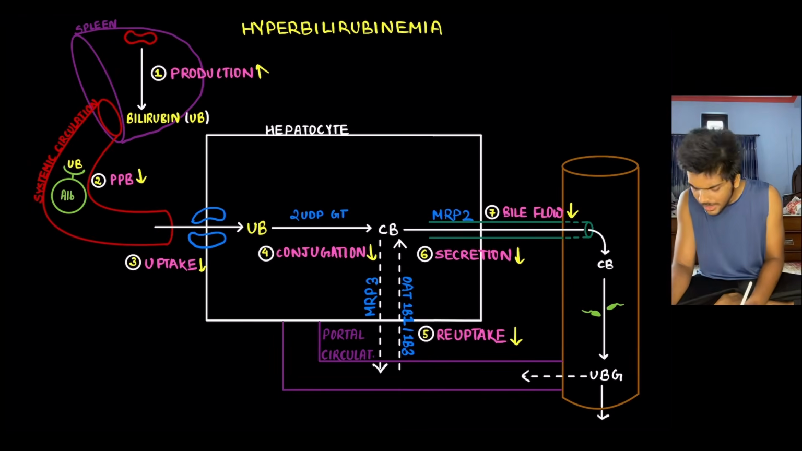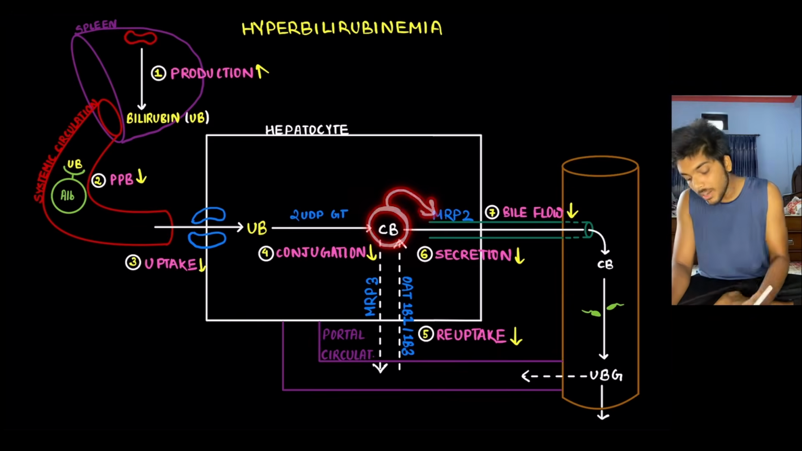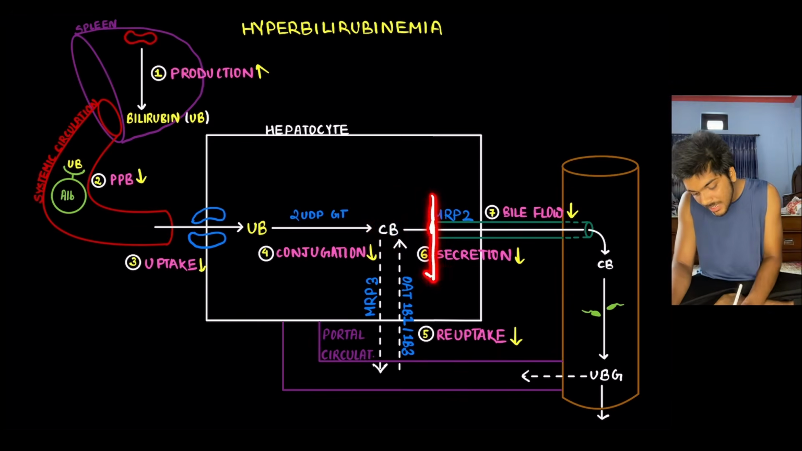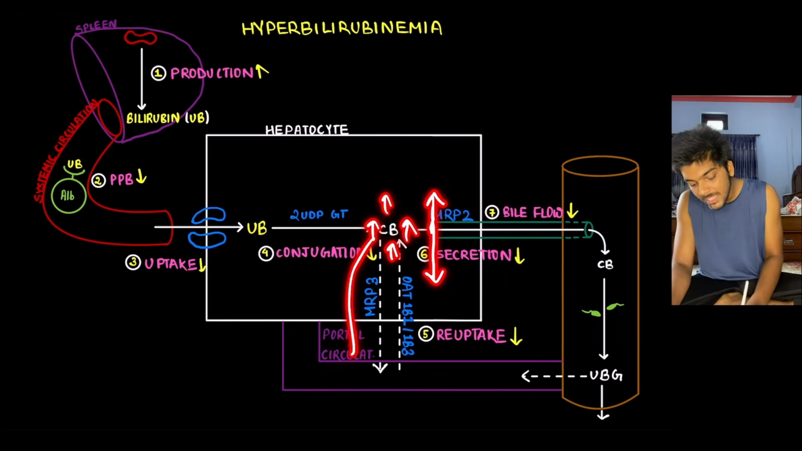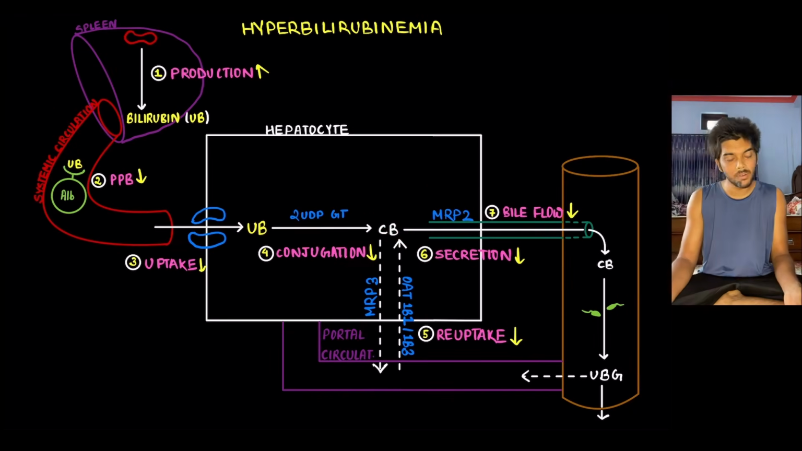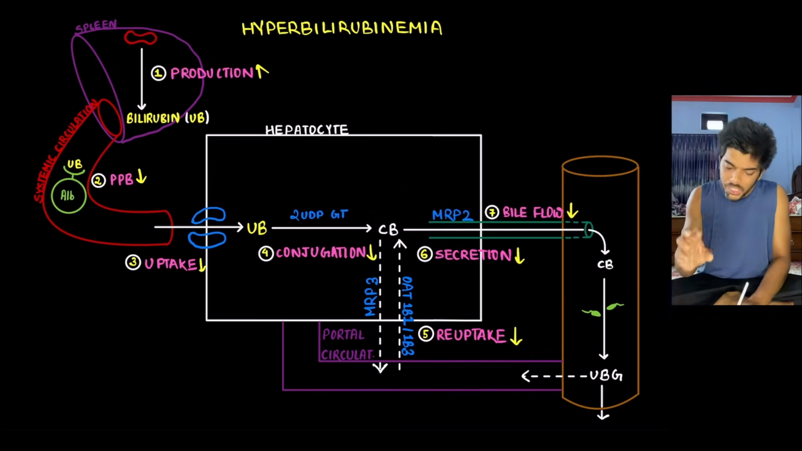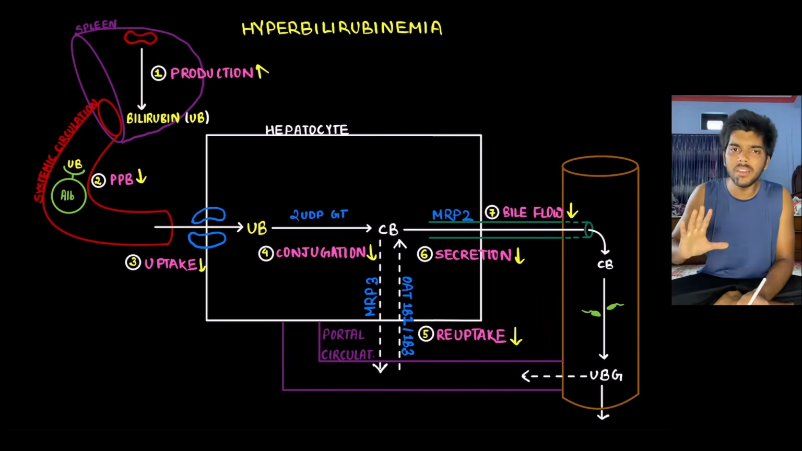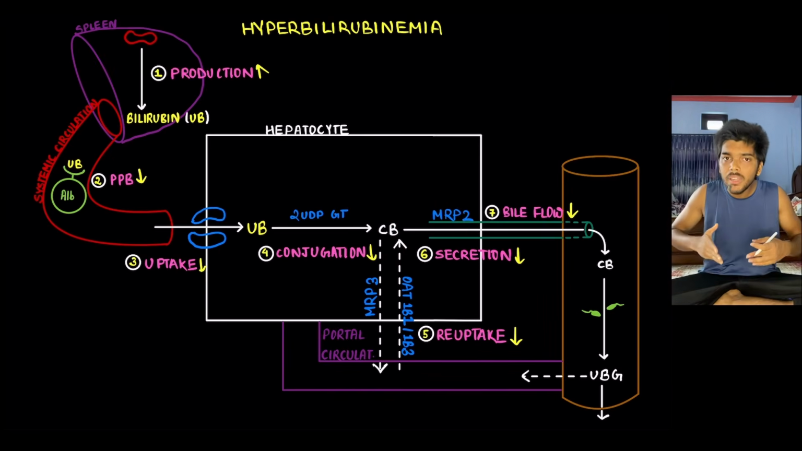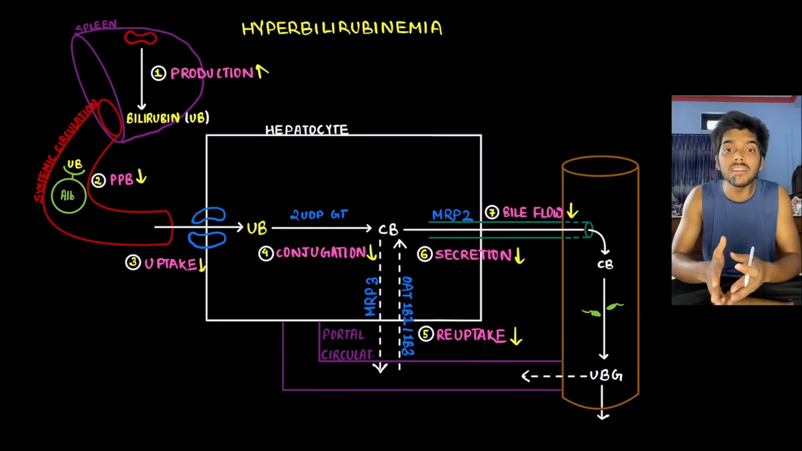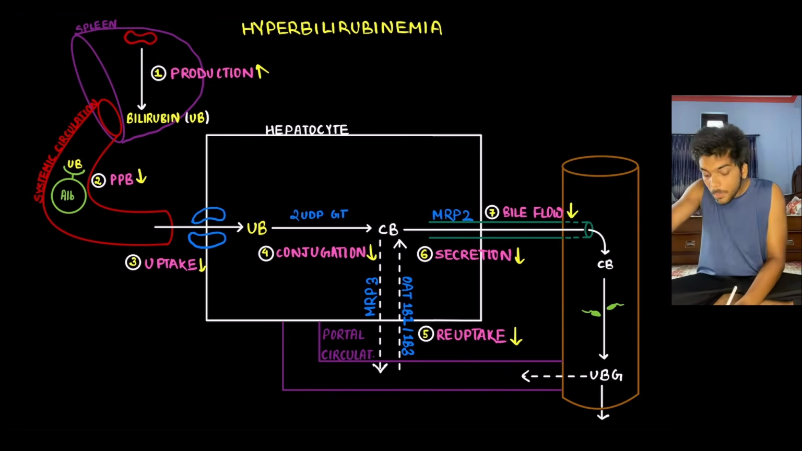Okay, let's say reuptake is fine. Conjugated bilirubin is now secreted into the biliary canaliculi, but now secretion does not take place. See, secretion does not take place. Accumulation of conjugated bilirubin, and then it is pushed back into the circulation again. Let's say secretion is fine also. Now conjugated bilirubin is secreted into the biliary canaliculi. It has to travel through the biliary duct system. But then there is problem with the bile flow. What will happen?